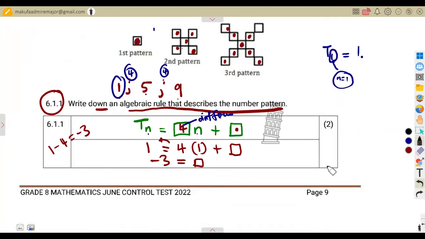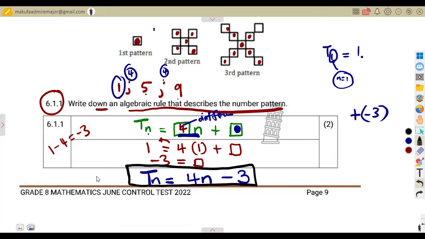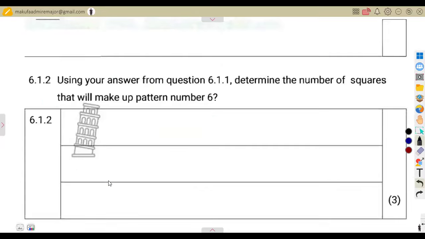So therefore, our Tn can be written as 4n. Remember here, there's already 4n. Then this block here, we must have minus 3. So it's plus minus 3, which is minus 3. That is your Tn. This is the rule that connects the input to the output. Okay? Just like that.